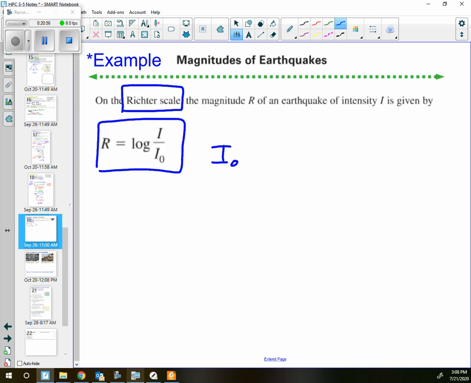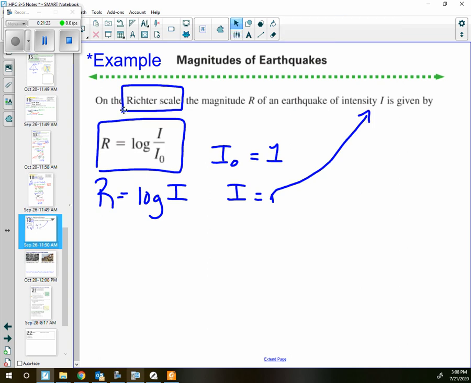The I naught is sort of the baseline, like the initial intensity, which is a 1. So when they talk about that minimum intensity, that wavelength, that's always going to be a 1 value. So I naught, they would call that basic value that we start with. So really, a lot of people will just say the log of I is equal to R, where I is the intensity of the earthquake, and the R is the Richter scale value. So it's definitely just a log scale.